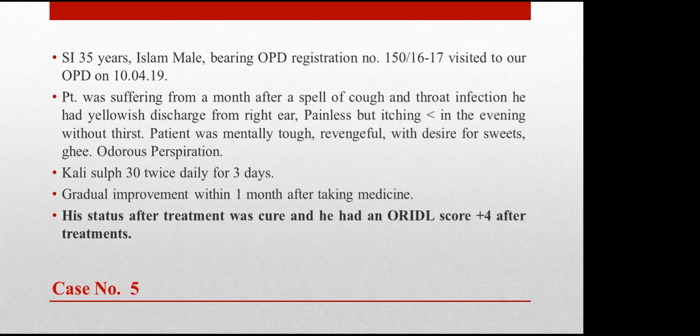Case five: SI, 35 years, male, visited OPD, suffering from a month after a spell of cough, throat infection. He had yellowish discharge from right ear, painless but itching, aggravation in the evening without thirst. Patient was mentally tough, revengeful with desire for sweets and ghee, odorous perspiration. Calcarea sulph 30 was prescribed for 3 days. Gradual improvement within one month after taking medicine. His status after treatment was cure, and he had ORIDEL score +4 after treatment.